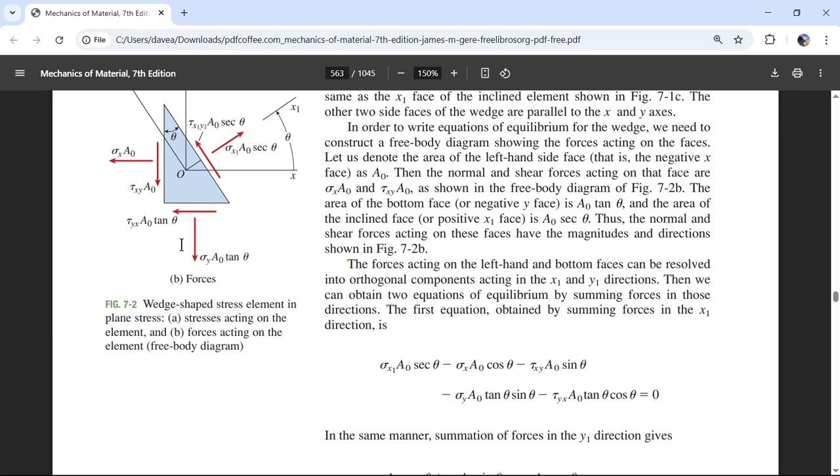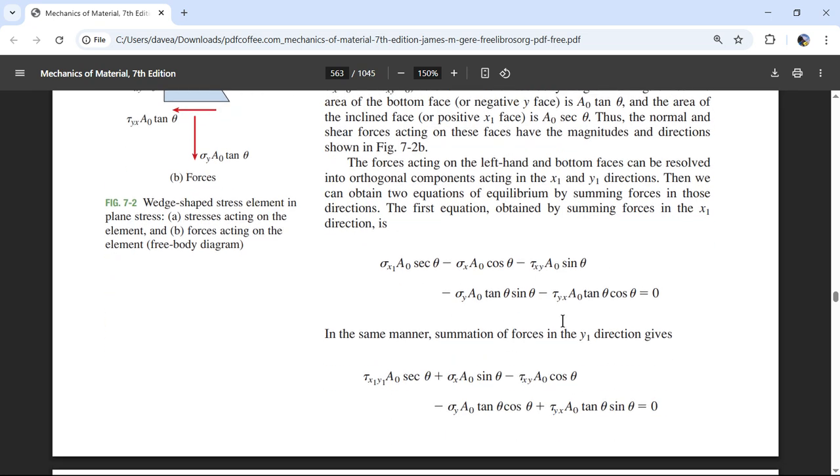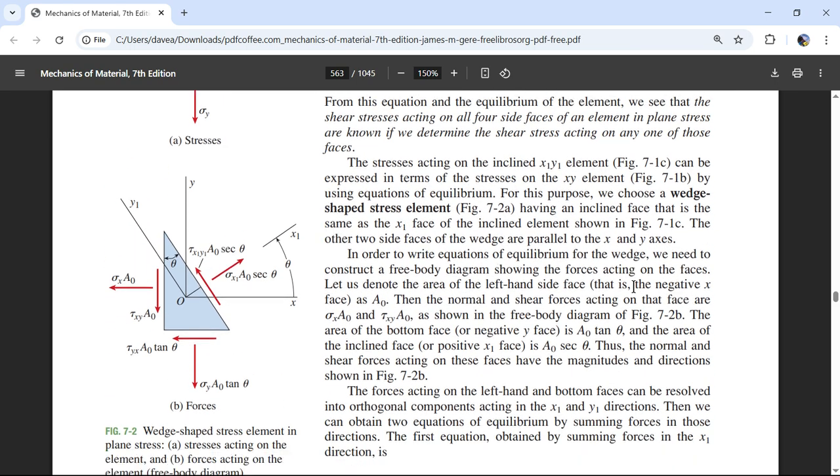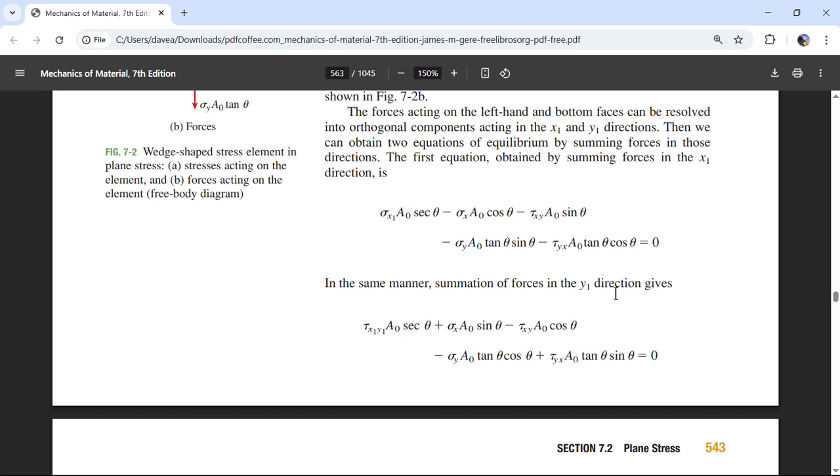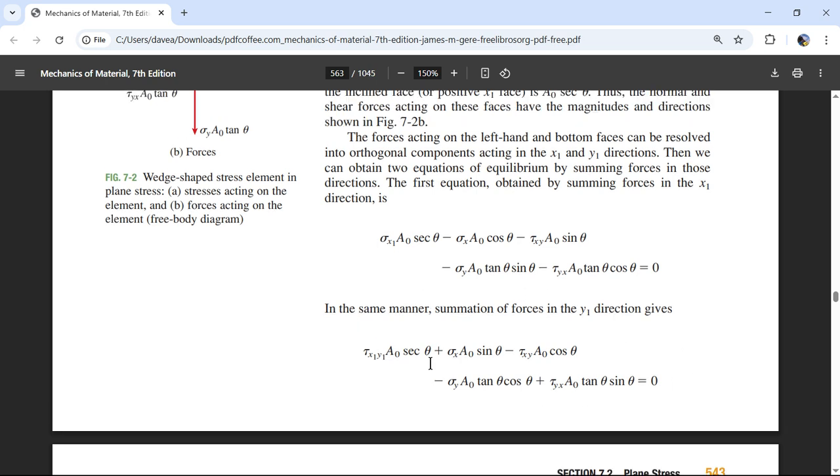So then you get these two equations we're going to go over. The trickiest part is to figure out the force. This is a stress times the area. So we have that A naught tangent theta, so we can recognize that from what we were talking about. And so this is the force, and this is going to be a component in one of the directions. And so if we sum the forces in the x1 direction, we get this equation. Sum the forces in the y1 direction, we get this equation.